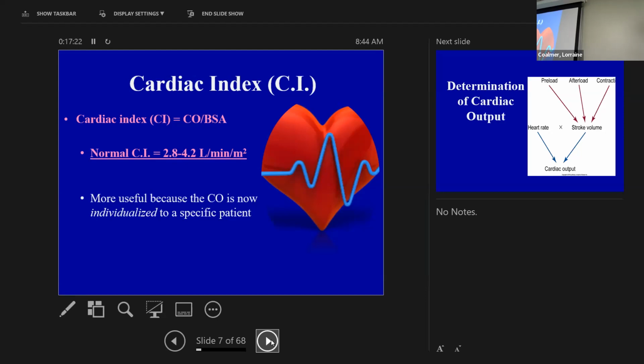Make sense? So anytime you see the word index added to something, that means I'm using the body surface area and the size of that patient. Better number, way more specific. Okay, so 2.8 to 4.2, because that cardiac output of 4 in the 350-some-pound patient might be a cardiac index of 2. That's not good, is it? Might be a cardiac index of 3 in the 90-pound patient. Do you guys see that? Really important that you pay attention to the cardiac index, way more specific.